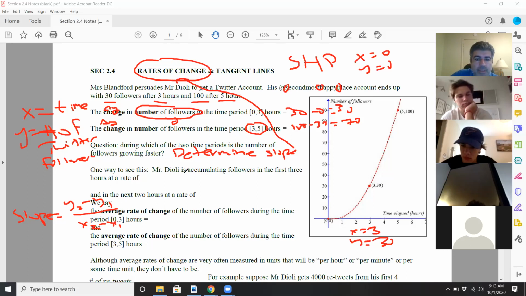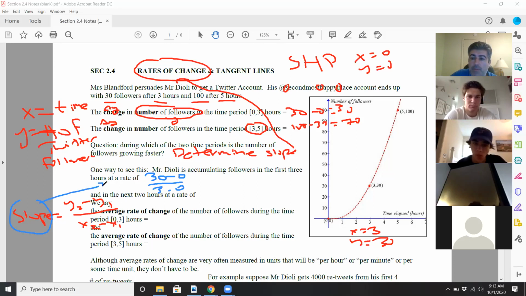prove it, right? So one way to see this, Mr. Dioli is accumulating followers in the first 3 hours at a rate of 30 minus 0 over 3 minus 0. Let me change the colors for a bit of contrast. All I'm doing is calculating the slope for the first 3 hours, or I'm finding the slope of this line.